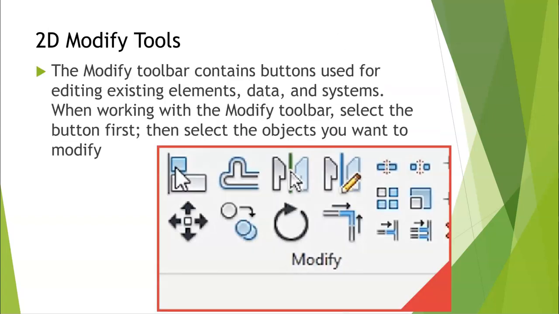I was saying earlier that there's a small part of Revit where you can draw in two dimensions just like you would in AutoCAD, and hence the same icons that you see in the AutoCAD program can be found here. The Modify toolbar contains buttons used for editing existing elements, data, systems. When working with the Modify toolbar, select the button first and then select the objects you want to modify.